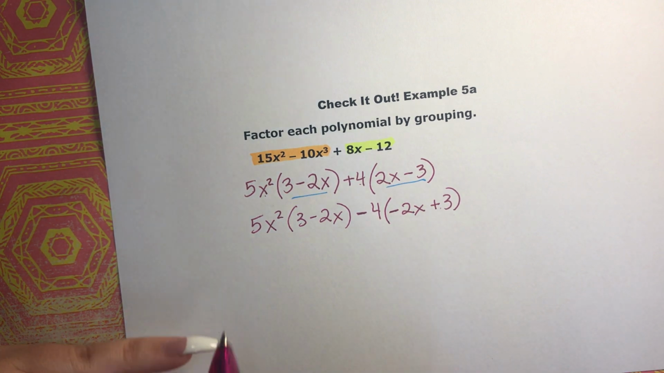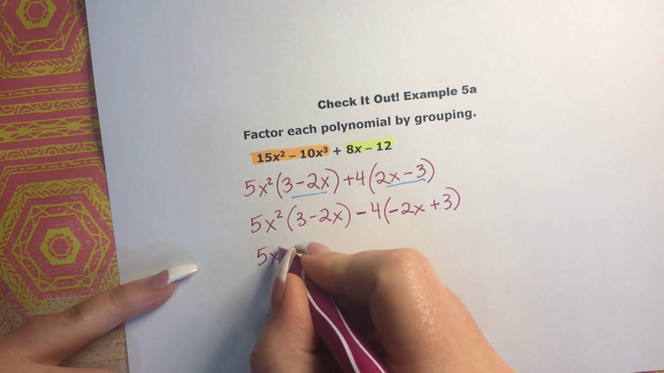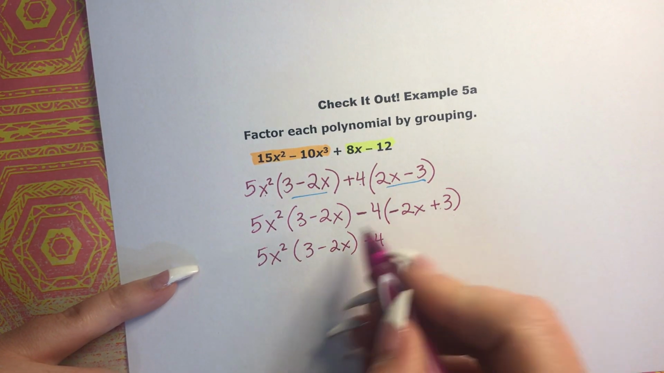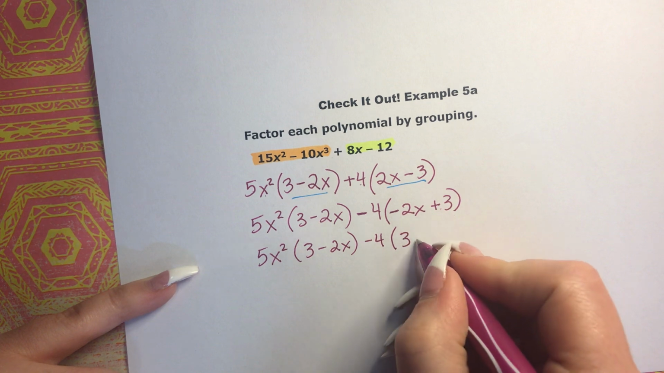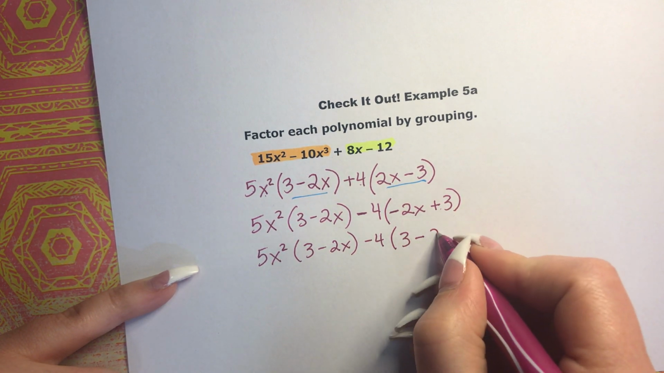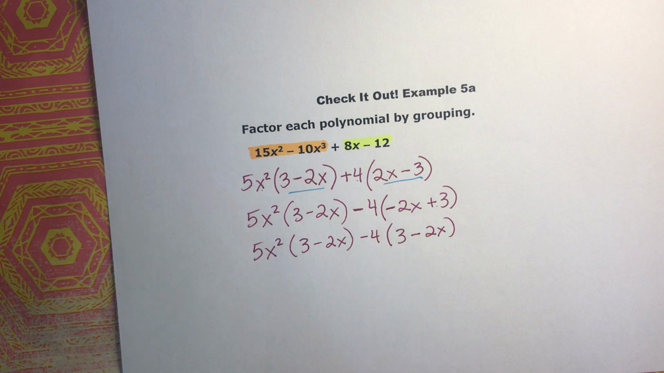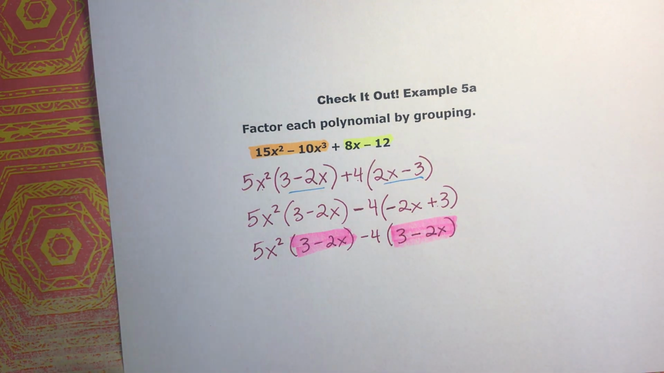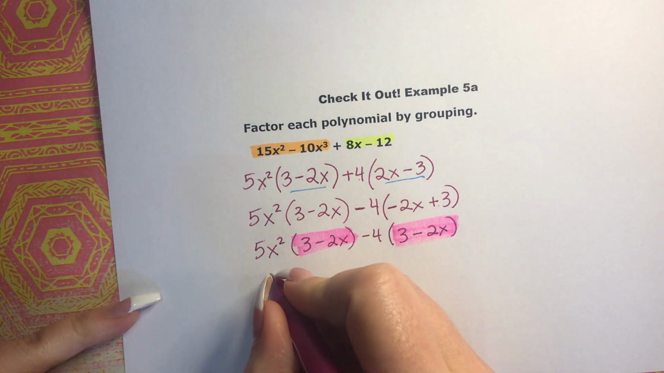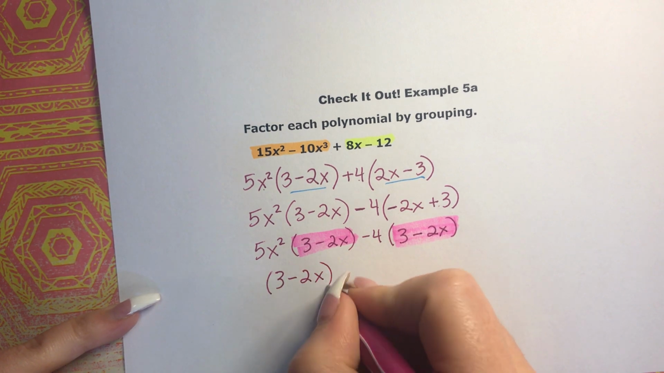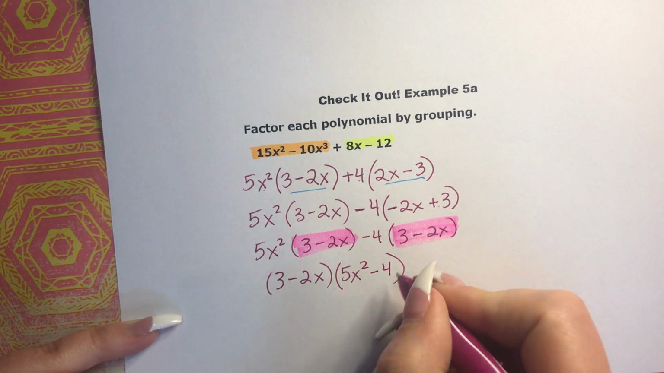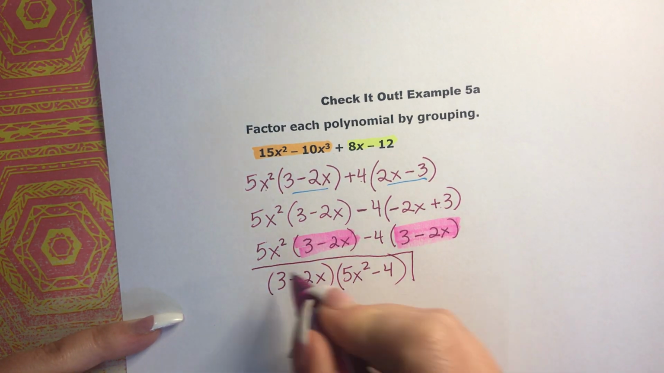Okay, but I'm going to rewrite this, to put the 3 in front, and then the positive 3, right? And then the negative 2x is here. And then look, what do we have? We have 3 minus 2x and 3 minus 2x, so we can factor that out. And then what is left is 5x squared minus 4. Boom, that is our answer.